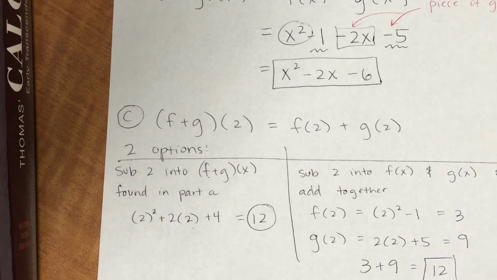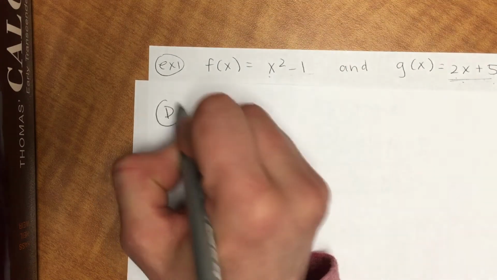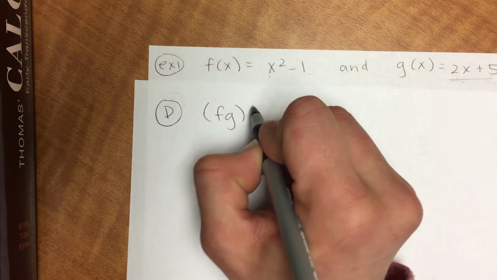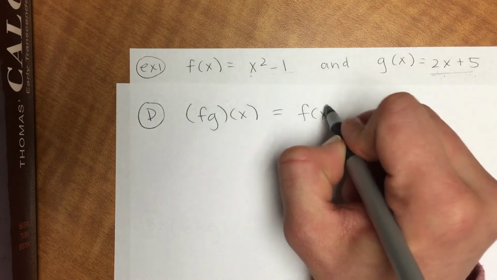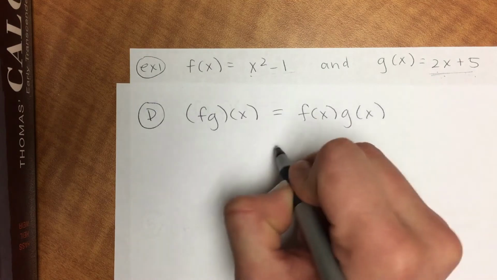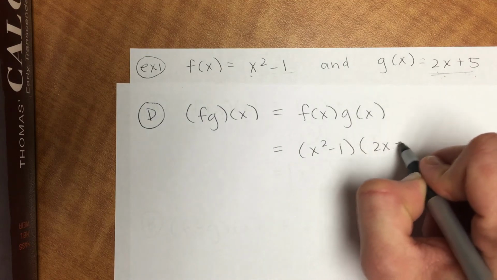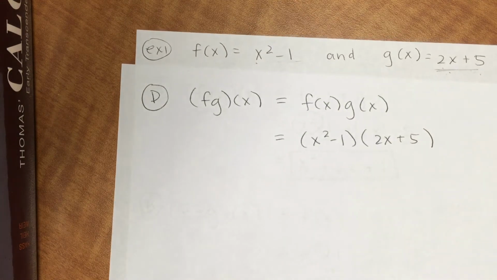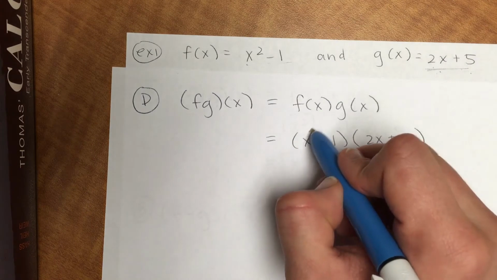All right, let's do multiplying and dividing too. So same two equations, we're going to just continue this. This would be part D. Let's do fg of x. This can also be written f of x times g of x. So you take your f of x function and your g of x function, and you're going to just multiply it all together, or FOIL it all together.